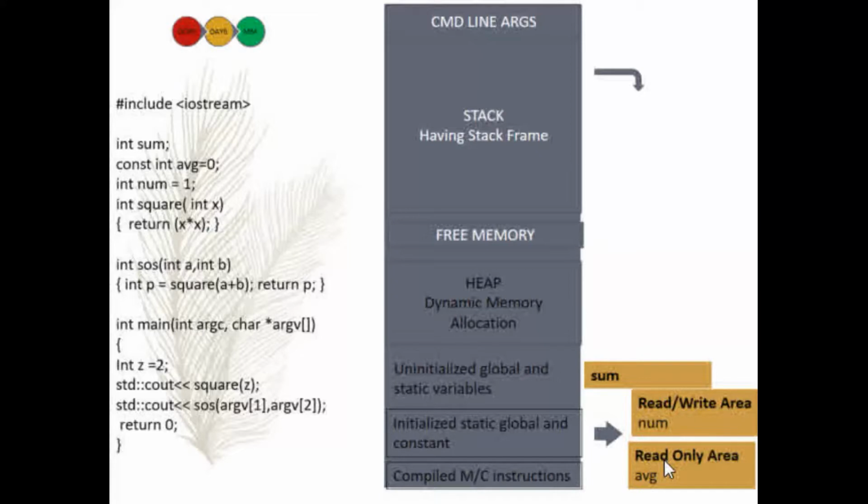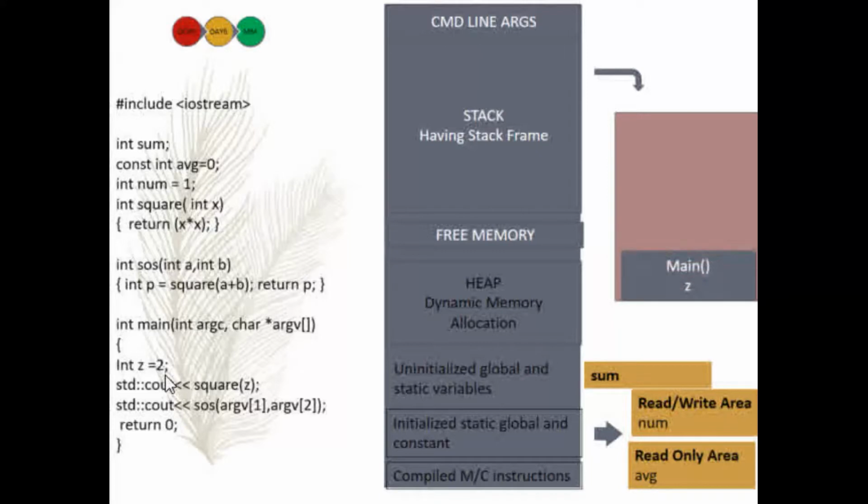Now when the program begins, the program will begin from main. I suppose that we have passed the 2 arguments to the function. First of all, z will be there. So what will happen to stack? Main will be loaded, z will be loaded. All local variables and function arguments are stored in the stack frame. This is a stack frame for the main function. It also has the address where to return after the execution of main.